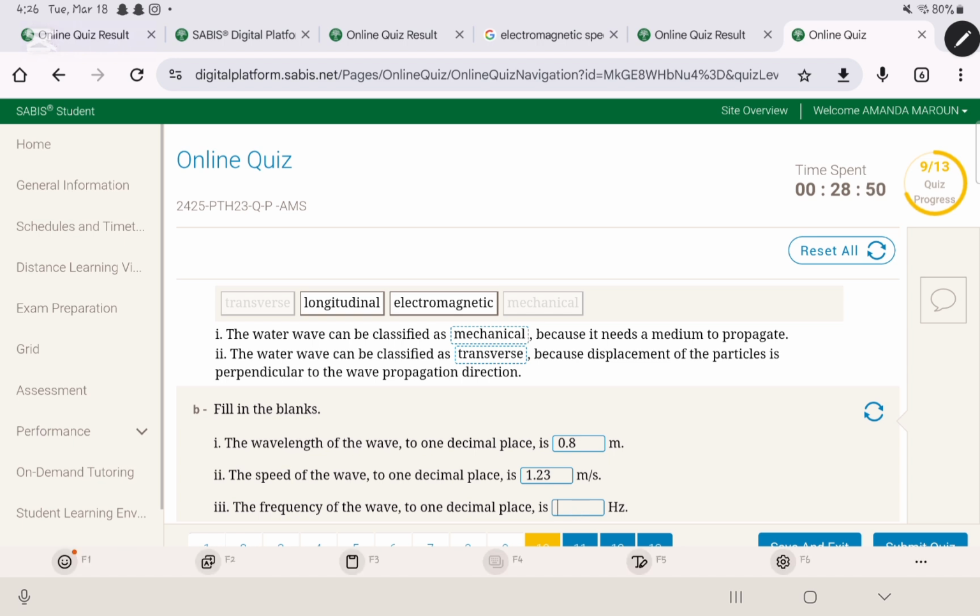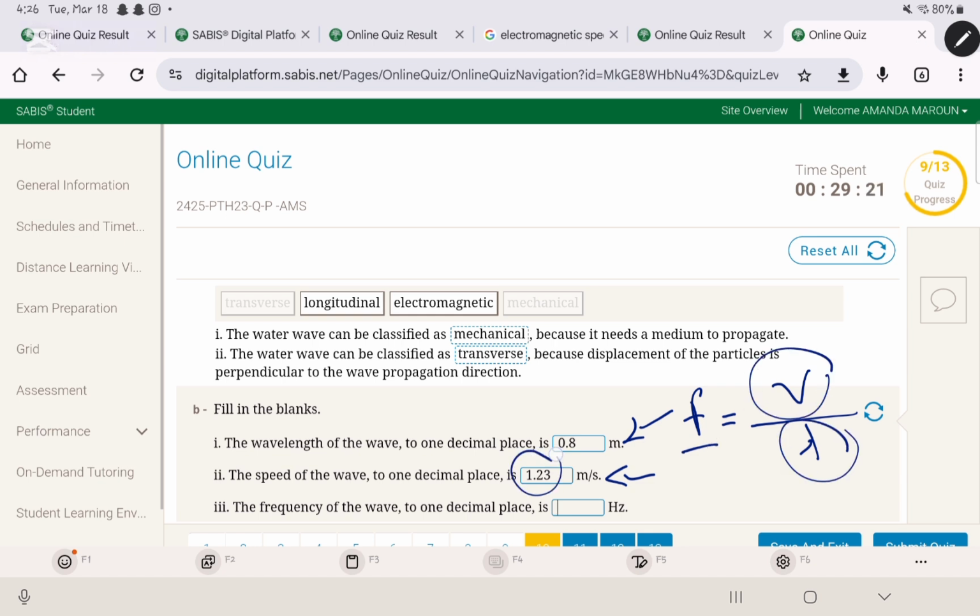Now we move on to part 3, the frequency of the wave to 1 decimal place. Now always, to find the frequency of the wave, what are we supposed to do? We are supposed to take the speed and divide it by the wavelength, because the frequency f is equal to the speed or the velocity v over lambda, which is the wavelength. So frequency is equal to speed over lambda.